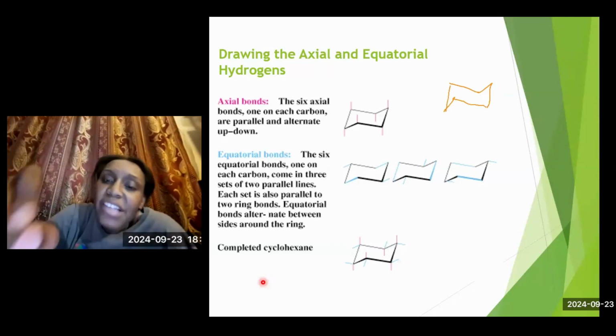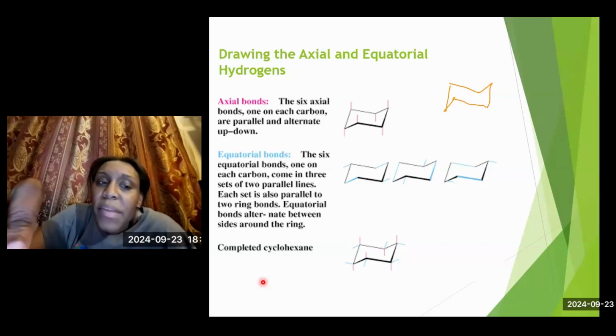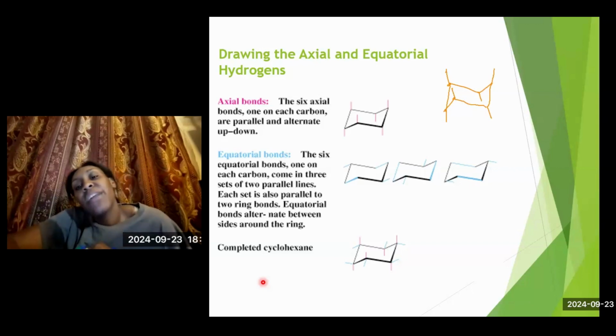All right. So your axial bonds are going to go perpendicular to the ring. So you're going to first find your first point here, and you're going to go in the direction of the angle. Second point, go in the direction of the angle. Next one, go up, diagonal direction. So every single time you're drawing your axial lines, it's always in the direction of the angle.